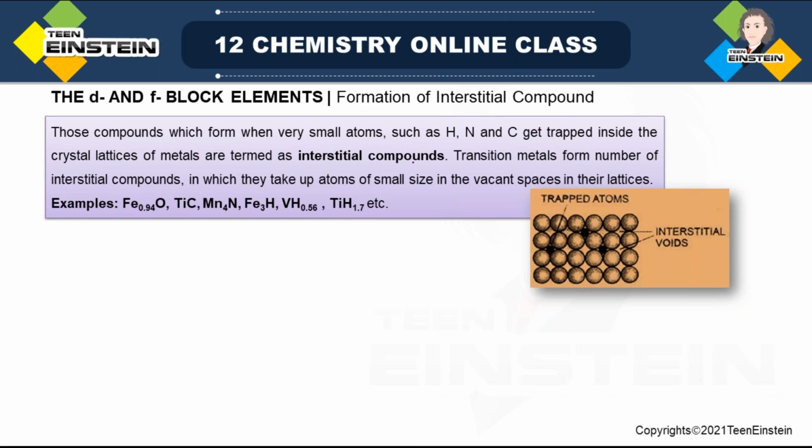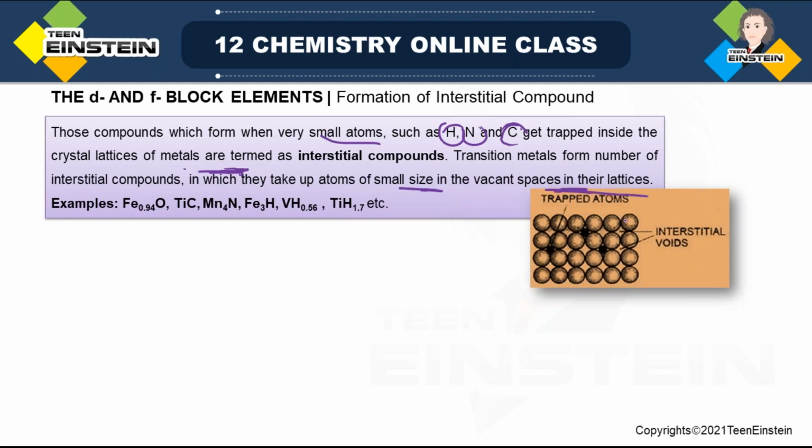Next property, formation of interstitial compounds. This type of compound formation we have not seen in case of s or p block. So these compounds will be formed when very small atoms such as hydrogen, nitrogen, carbon, are getting trapped inside the crystal lattice of metals. Okay. Now transition metals can form a number of these types of compounds in which they take atoms of very small size in the vacant space that is available in the lattice.